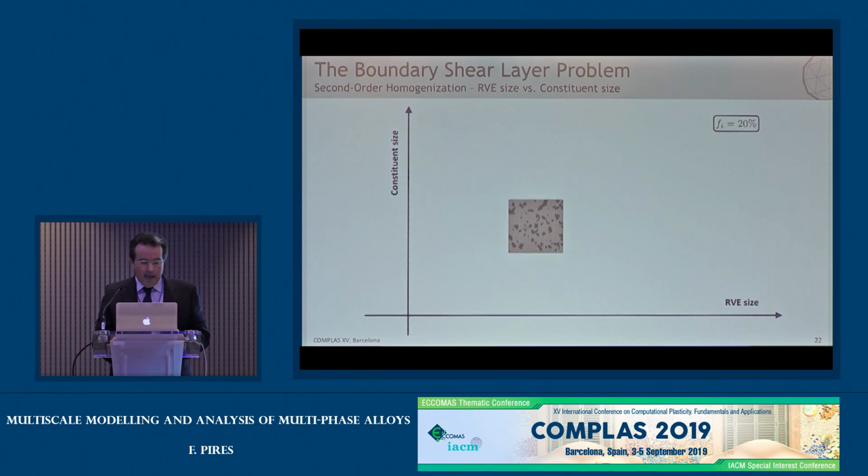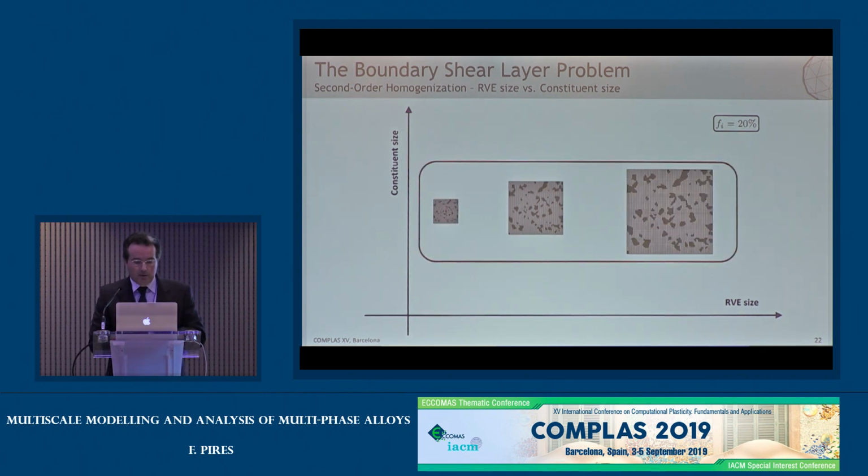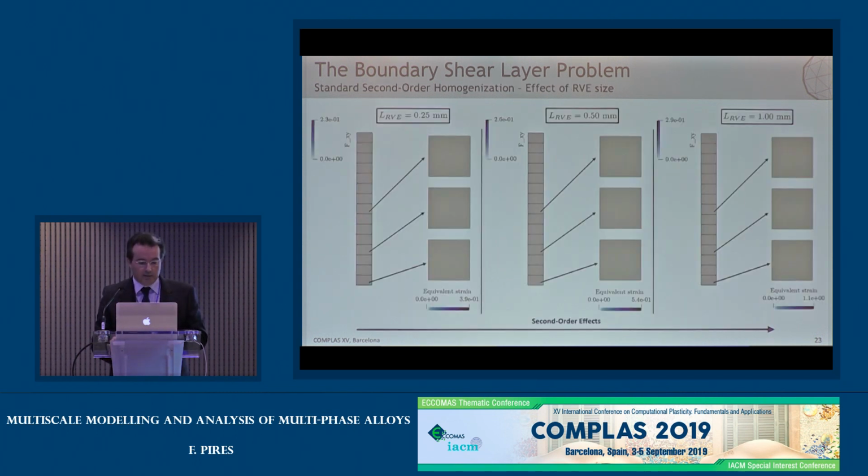So let us first analyze the impact of the RVE size. If you look carefully, the 3 RVEs are exactly the same. I've just scaled the size. I haven't changed anything. The microstructure is exactly the same, just the scale has been changed. So now I have 3 layers. From the left-hand side to the right-hand side, I'm increasing the size of the RVE.